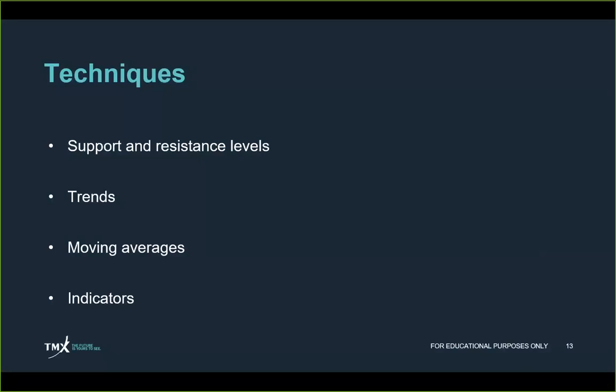We want to look at trends, right? The trend is your friend. So the idea is to be able to look at a price chart, identify the start of a trend or the end of a trend, and then determine how best to position. Do I buy a call? Do I buy a put? Whatever it is that might make sense based on your directional bias at the time.